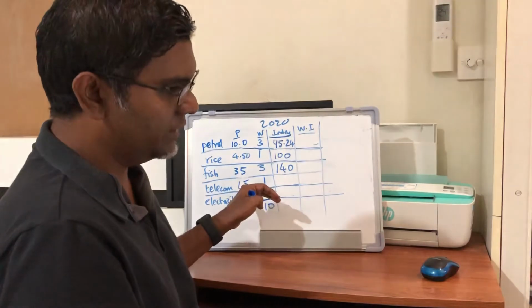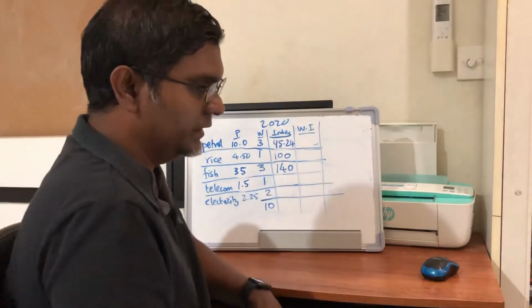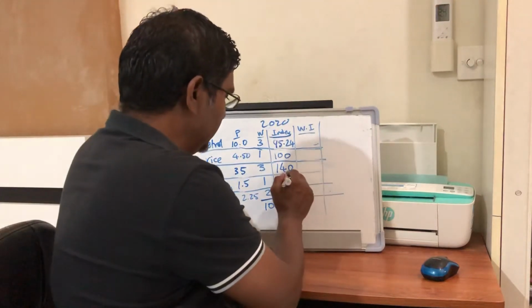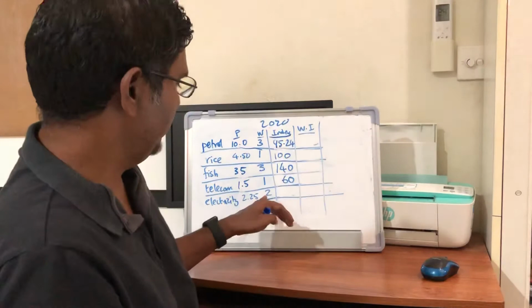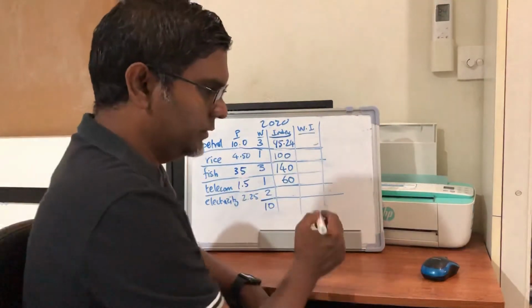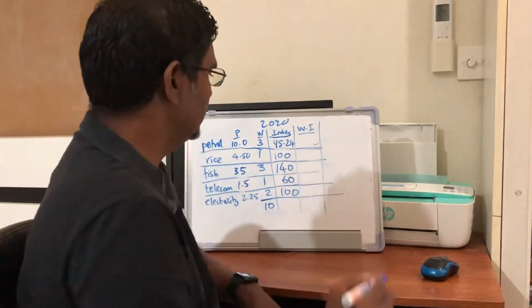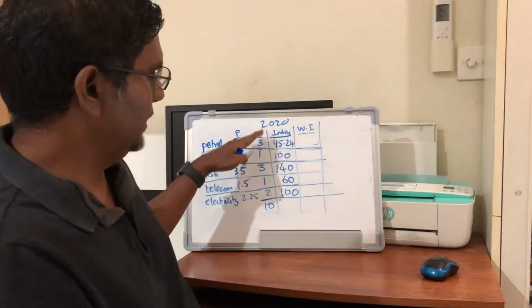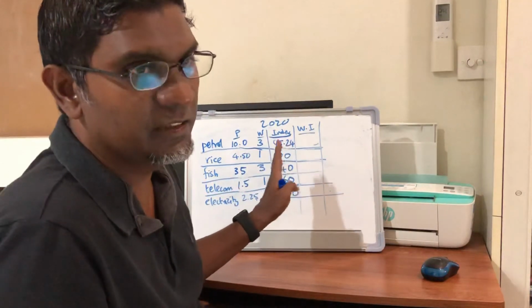Price of telecom has also reduced from 2.5 to 1.5. Again, out of 100, that is a reduction to 60, and the price of electricity has remained unchanged. So we have the new indexes which are calculated based on the percentage change.